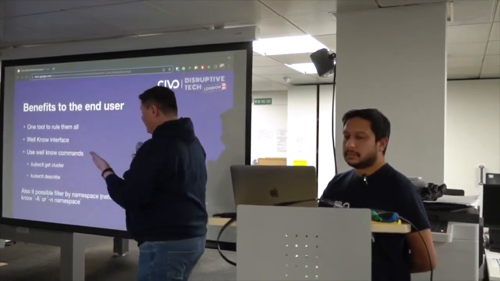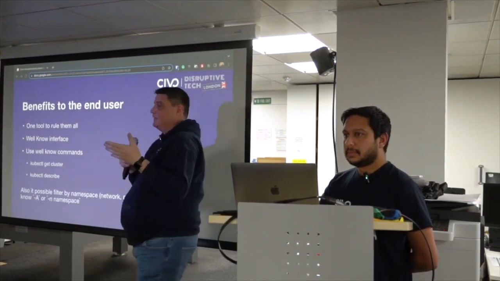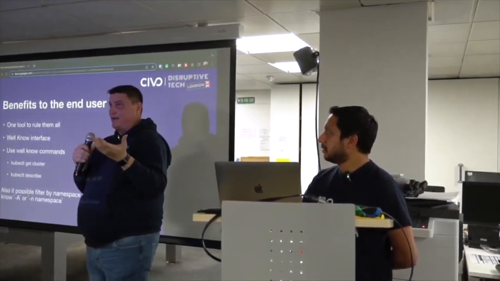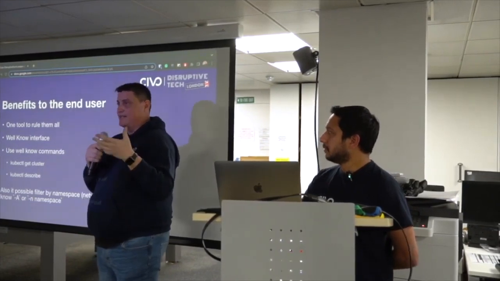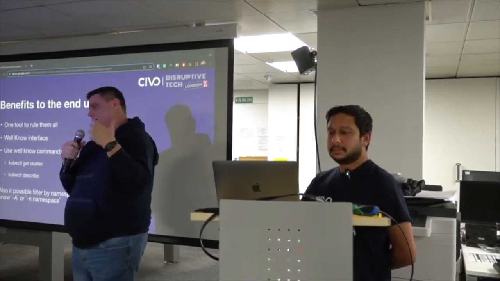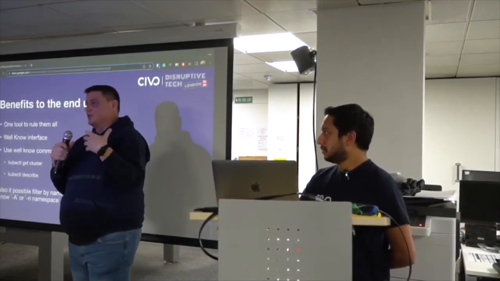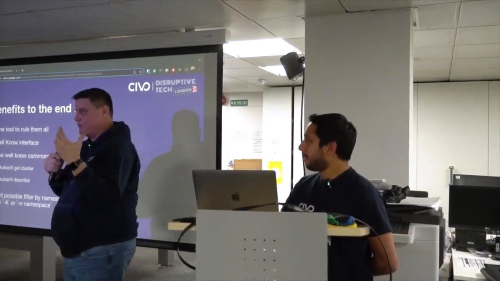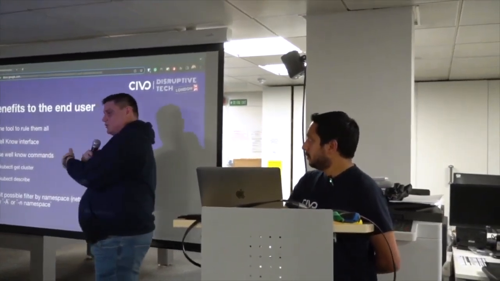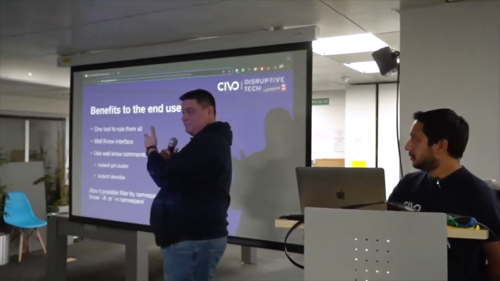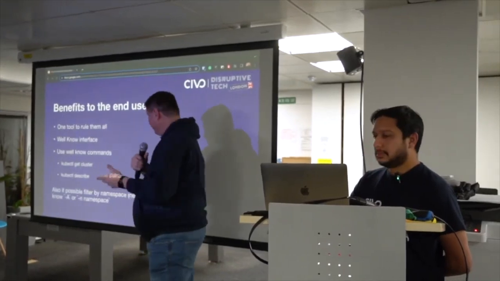Also, we provide a filter by namespace. We keep the namespace as network, because in Civo you have networks, like in AWS, DigitalOcean, Scaleway, Linode, everyone uses networks. So you can change between networks and add a resource to the network using the same command that you use every day, -n or -A uppercase, and you get all the networks.